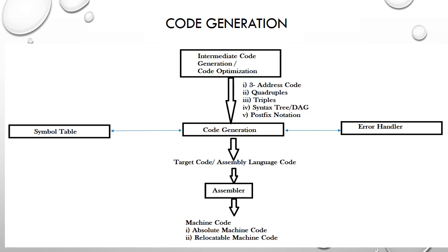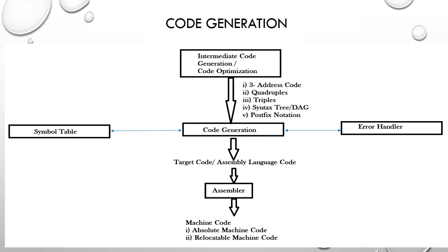So we should write the code such that it can be loaded in any part of the memory which is free currently. That is actually the relocatable machine code. So we should write the code, or the assembler should generate the code, such that it can be loaded in any part of the main memory wherever there is a free space.